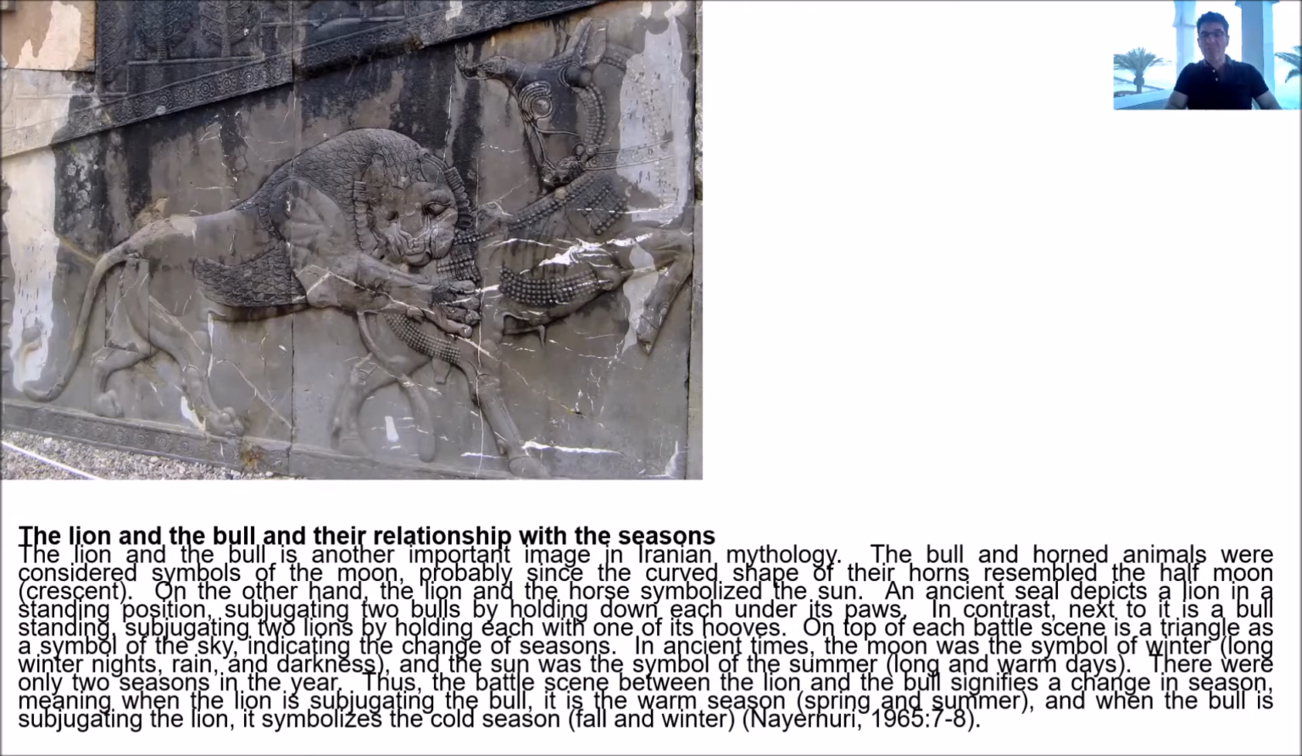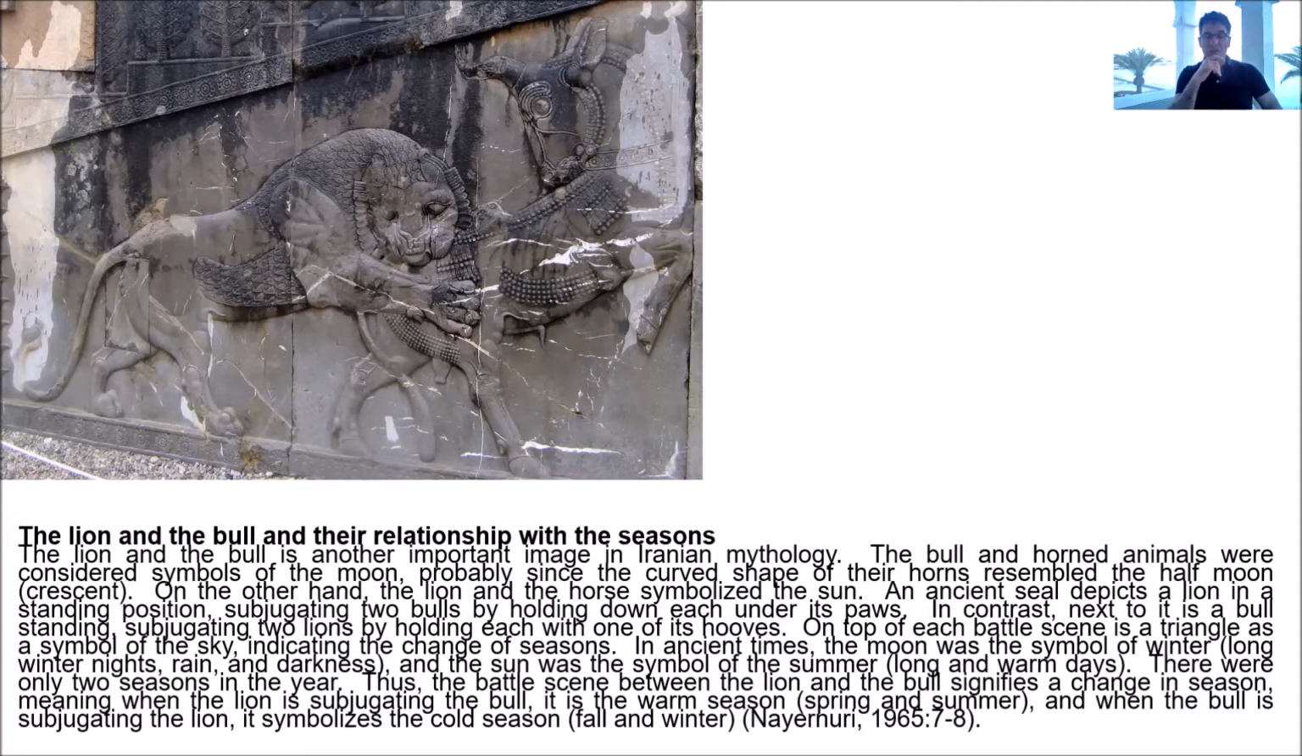In ancient times, the moon was the symbol of winter, long winter nights, rain and darkness, and the sun was the symbol of the summer, long and warm days. There were only 2 seasons in the year. This way, the battle scene between the lion and the bull signifies a change in season. That's very important to take into account.